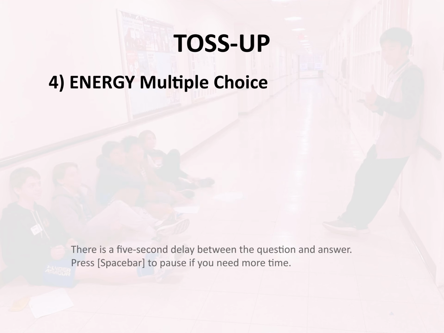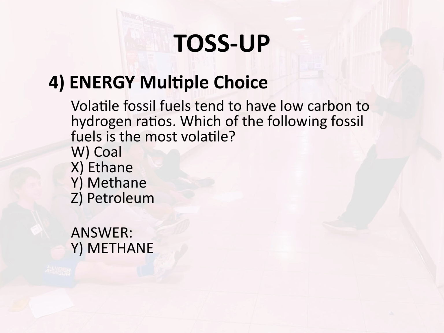Toss-up 4. Energy multiple choice. Volatile fossil fuels tend to have low carbon to hydrogen ratios. Which of the following fossil fuels is the most volatile? W. Coal, X. Ethane. Y. Methane. Z. Petroleum. Answer. Y. Methane.